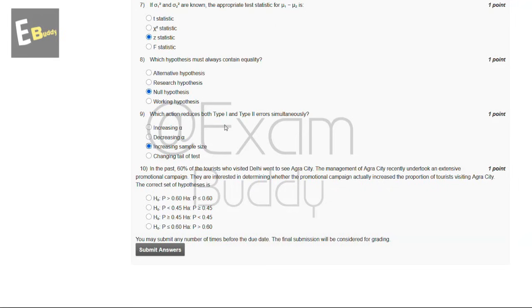And now let's go to our question number 10. In the past, 60% of the tourists who visited Delhi went to see Agra city. The management of Agra city recently undertook an extensive promotional campaign. They are interested in determining whether the promotional campaign actually increased the proportion of tourists visiting Agra city. The correct set of hypotheses is, so these are the options, and the answer for our 10th question is D. Now submit your answer.